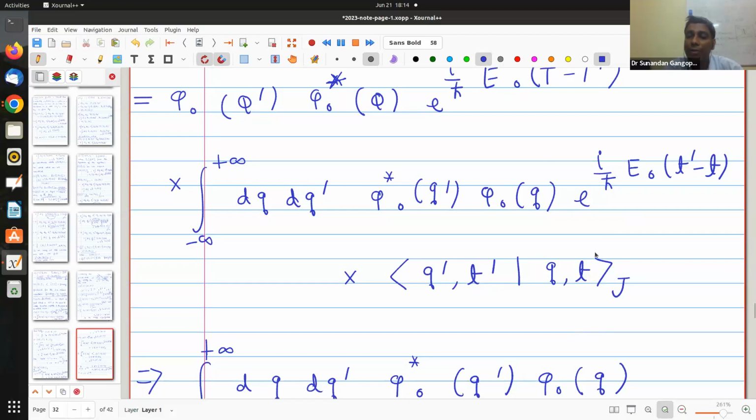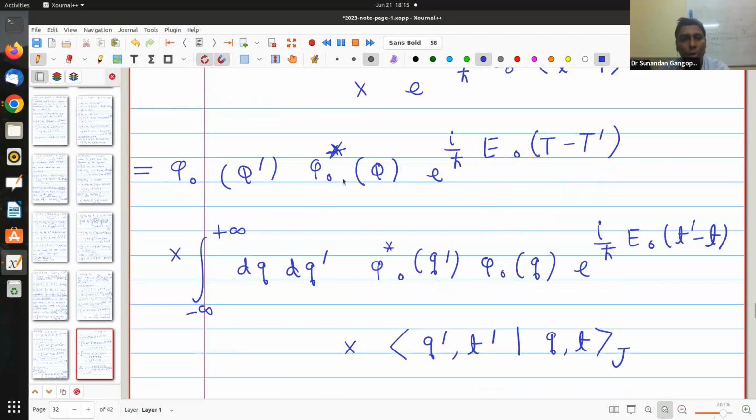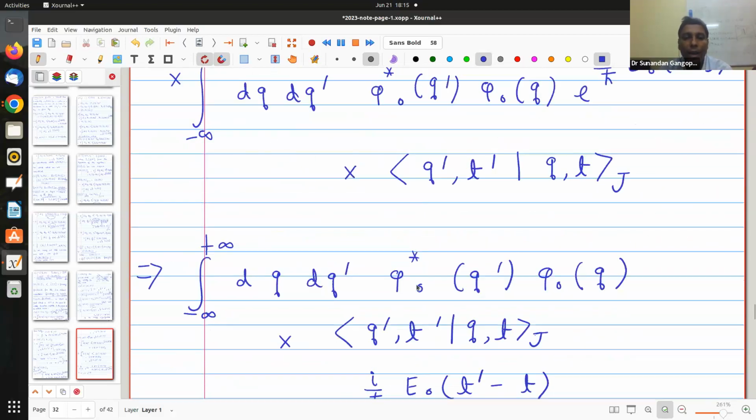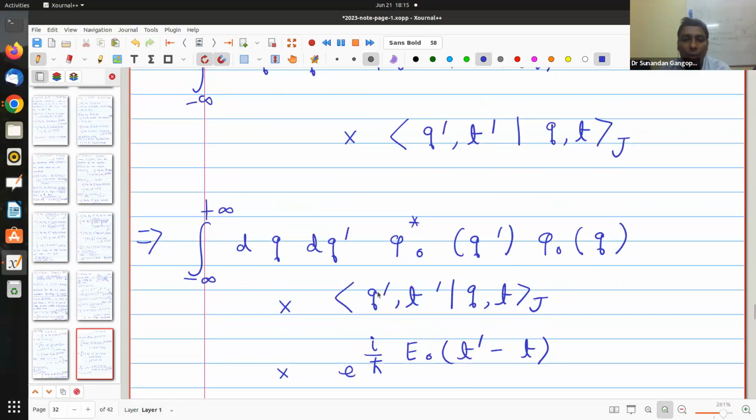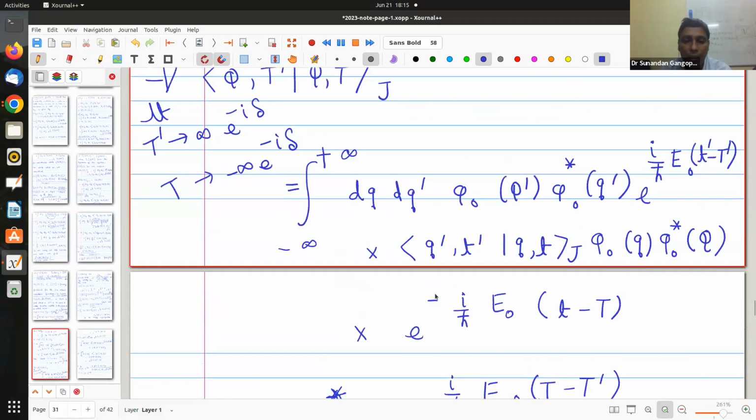These factors that you have, you cannot pull out of the integral because these are functions of q prime and q, and the integral is over q and q prime. So this is basically the integrand. The other factors are independent of small q and small q prime, so you can pull them out of the integral. And therefore, now for this particular integral, you can take these factors to the other side.